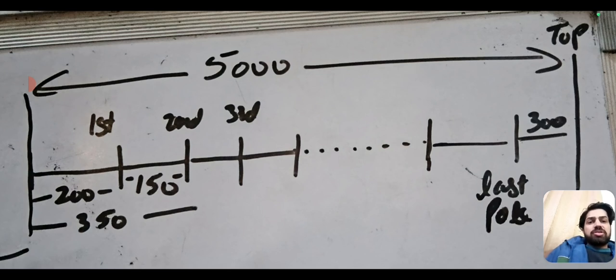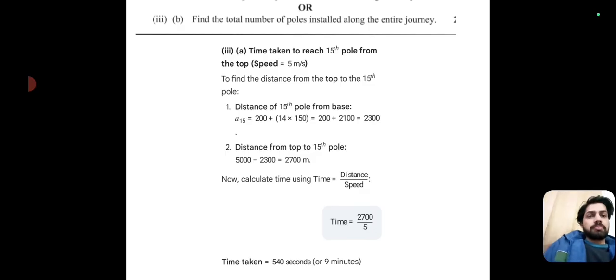First of all, we will calculate the distance of the 15th pole from the bottom, and after that we will subtract that distance from 5000. You will get the distance of the 15th pole from the top. Look at this. If you calculate the distance of the 15th pole from the base using the formula A15, you will get the answer 2300. Now 2300 is the distance from the base, not from the top, but according to the question we have to calculate the time from the top. So subtract 2300 from 5000, you will get the distance from the top, 2700.